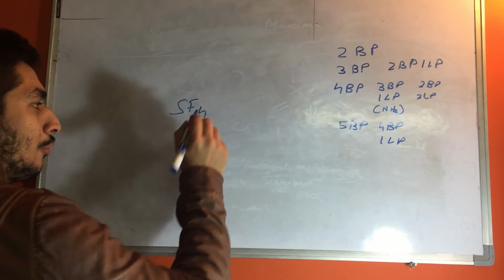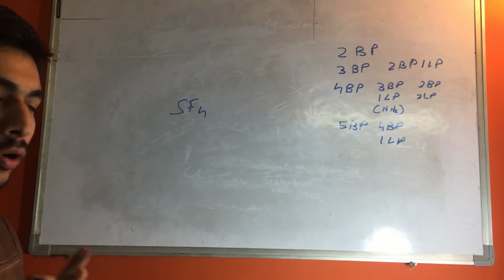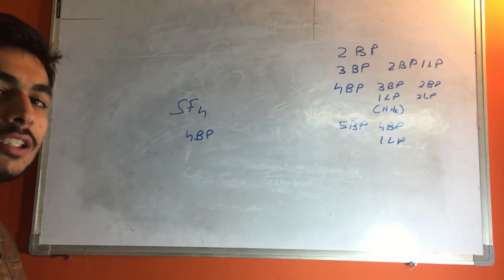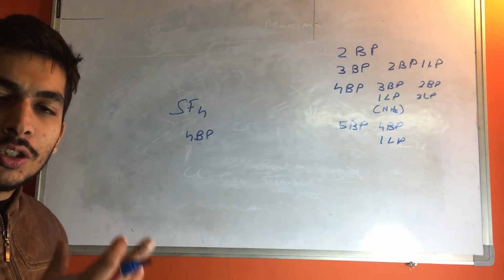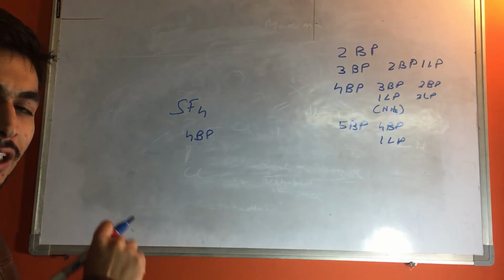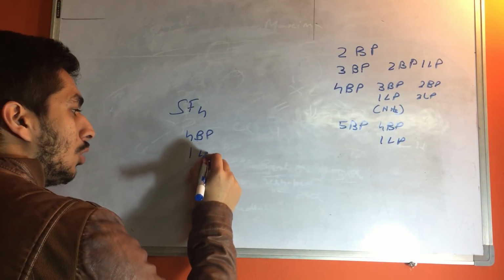SF4. So there are 4 fluorines, so there are 4 bond pairs. Sulfur is forming 4 bonds. But how many electrons does sulfur have in its valence shell? It is in the group of oxygen, so it has 6 valence electrons, and 4 are participating in bonding. That means it has 1 lone pair as well. So there are 4 bond pairs and 1 lone pair.